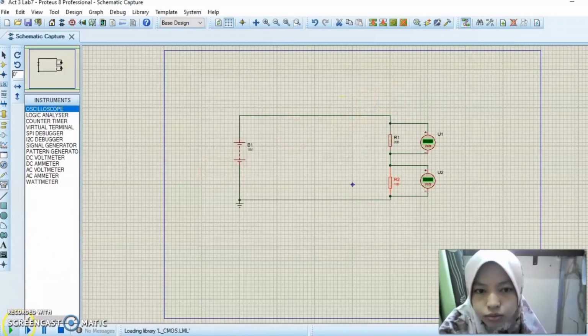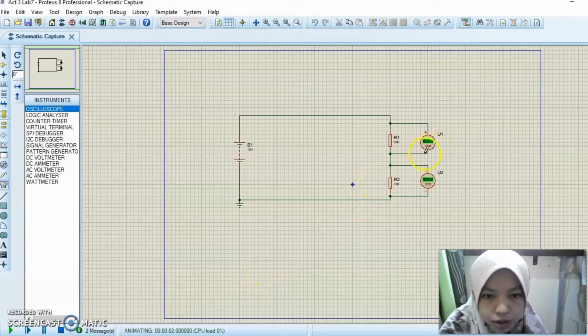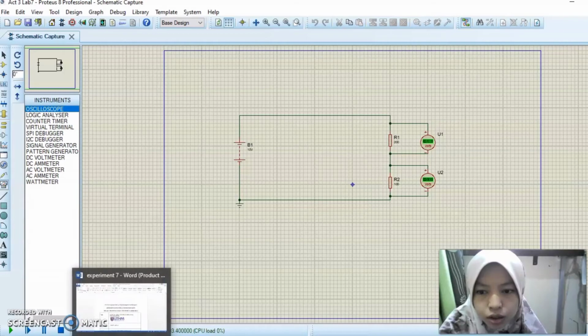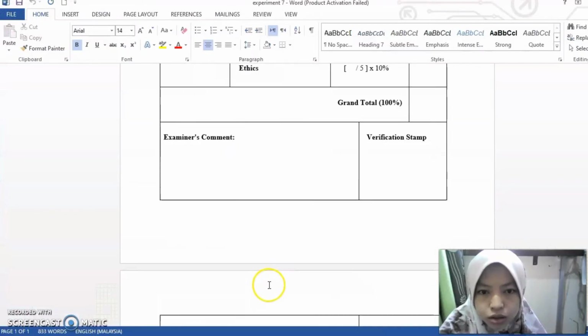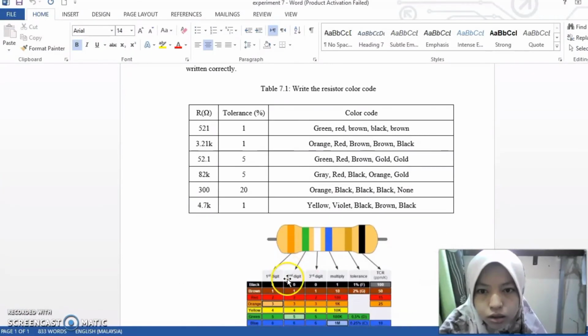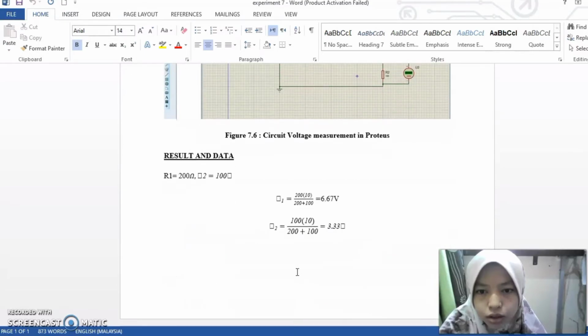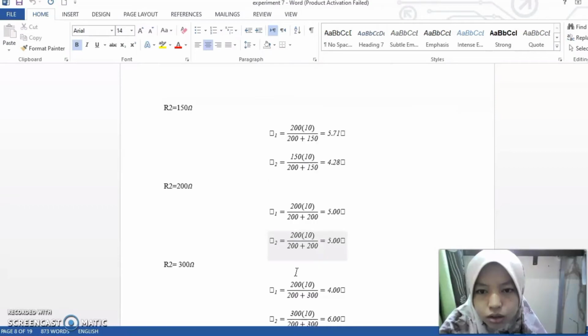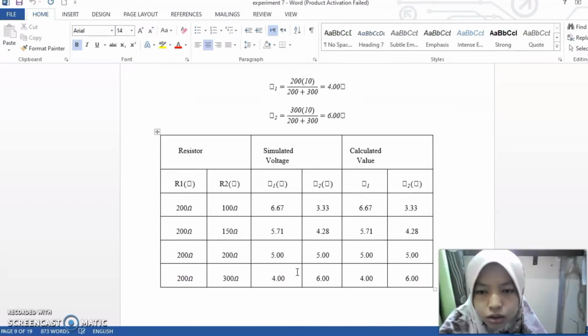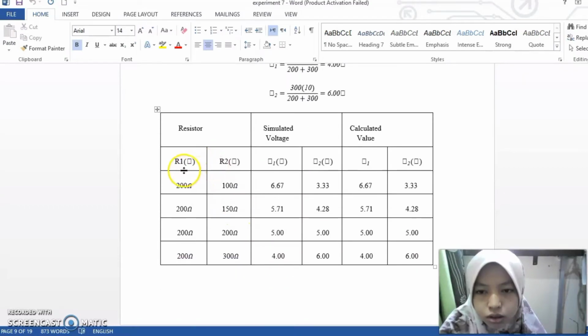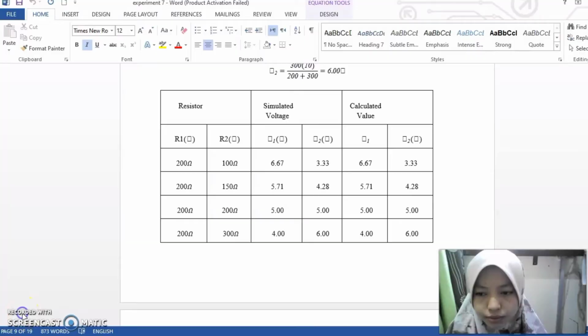Okay, we run. And we see 6.66 and 3.3, same with this value. Activity 3. Okay, this is 6.67, 3.33. Thank you from me.